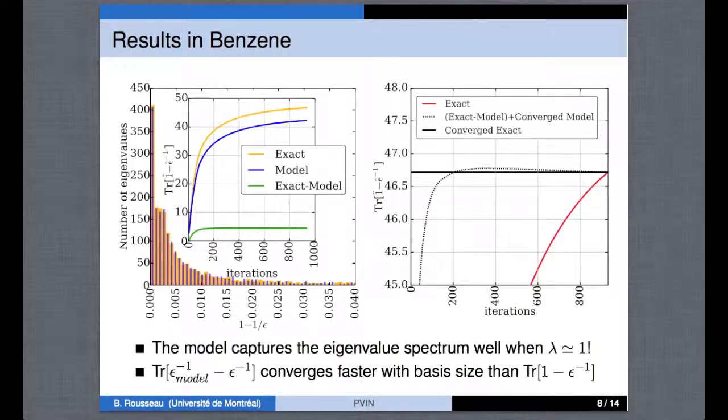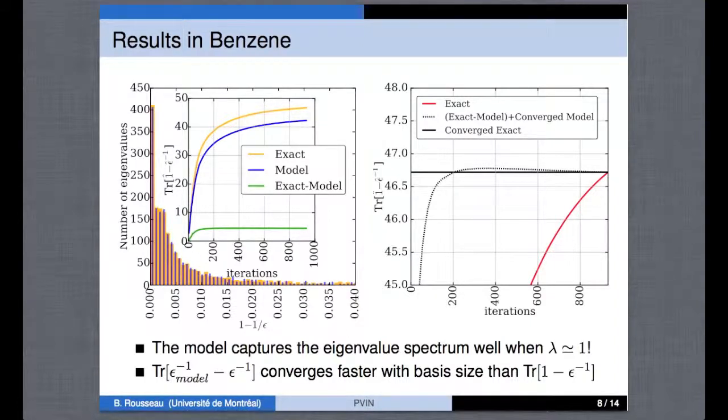We can diagnose this further by looking at the dielectric operator itself. In this panel, you can see the eigenvalues, expressed in this way, for benzene. And you can see that indeed we have a large piling up of a number of eigenstates when the eigenvalue approaches 1, or where this combination approaches 0.